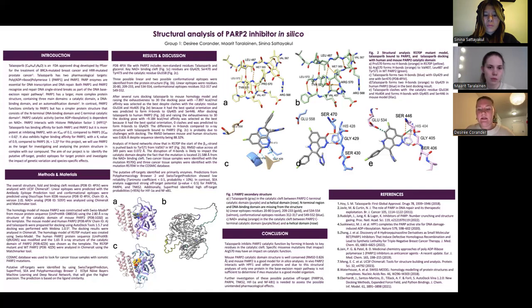We mutated arginine in position 570 to proline. As you can see in figure 2b, arginine forms 3 hydrogen bonds and is part of the beta sheet. But if you look at figure 2a, you can see that proline does not form any hydrogen bonds, and in this mutant, the beta-14 strand is impacted. This disruption of hydrogen bonds is likely to impact the catalytic domain, despite the fact that the mutation is located 21 angstrom from the catalytic cleft.